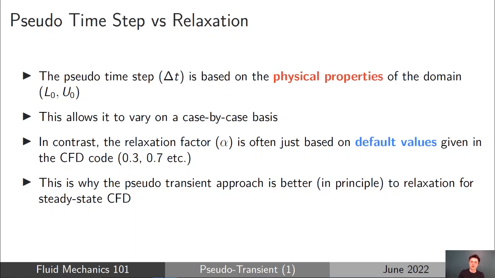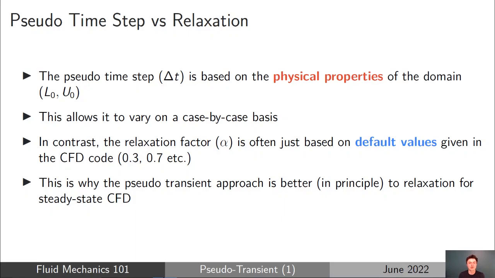Maybe so far in this talk we haven't gone into too much detail about how exactly we choose the pseudo time step size, but hopefully you've noticed that the pseudo time step size is in some way based on the physical properties of the domain that we're looking at. So a pseudo time step in air is going to be very different to a pseudo time step in concrete. And this is fantastic because this allows the specification of our numerical algorithm to be different for different cases and give us that case-by-case basis variation.